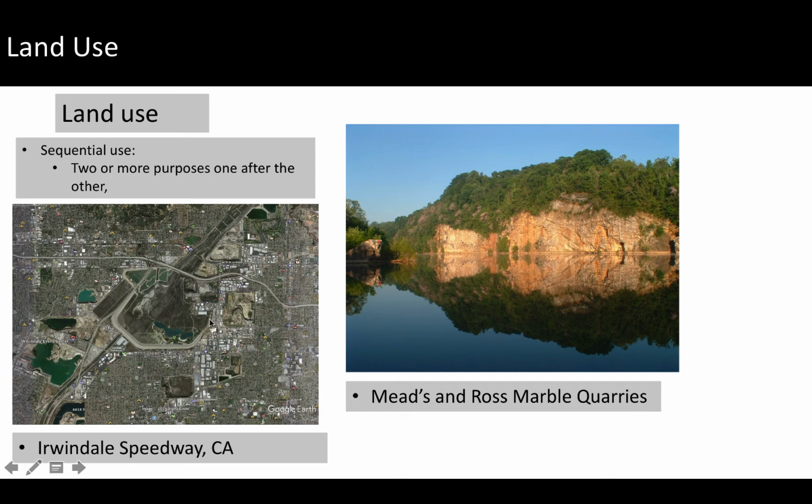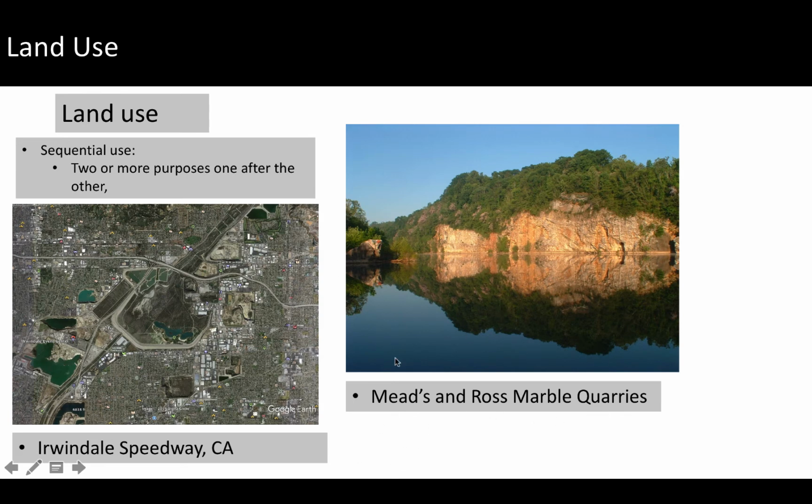So here we have multi-use, right, where we've got a flood control system in a park with a recreational facility. Here we have sequential use where they put this Irwindale racetrack on top of an old landfill, which used to be an old quarry. And you can see in this area, look how densely populated it is, right? There's not a lot of extra land available. So this is one of the reasons why sequential use or multi-use is popular, especially in areas that are already so heavily populated.